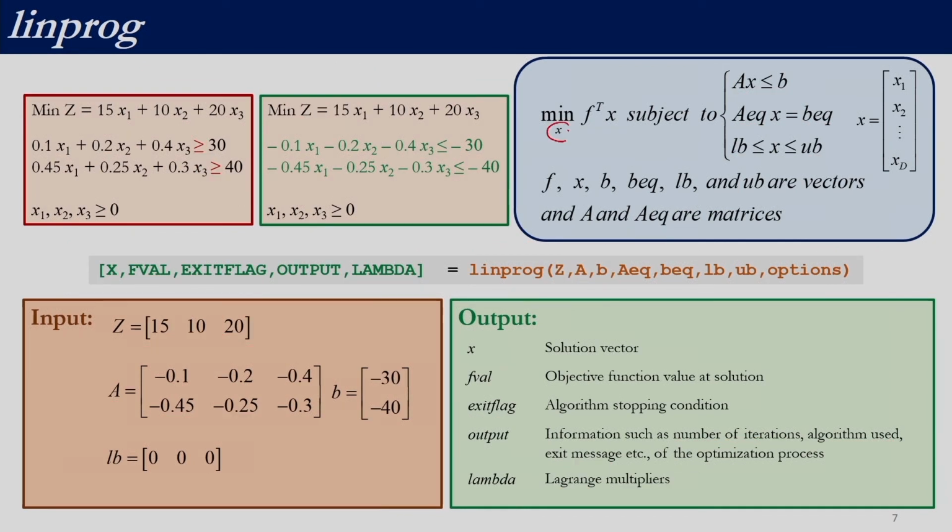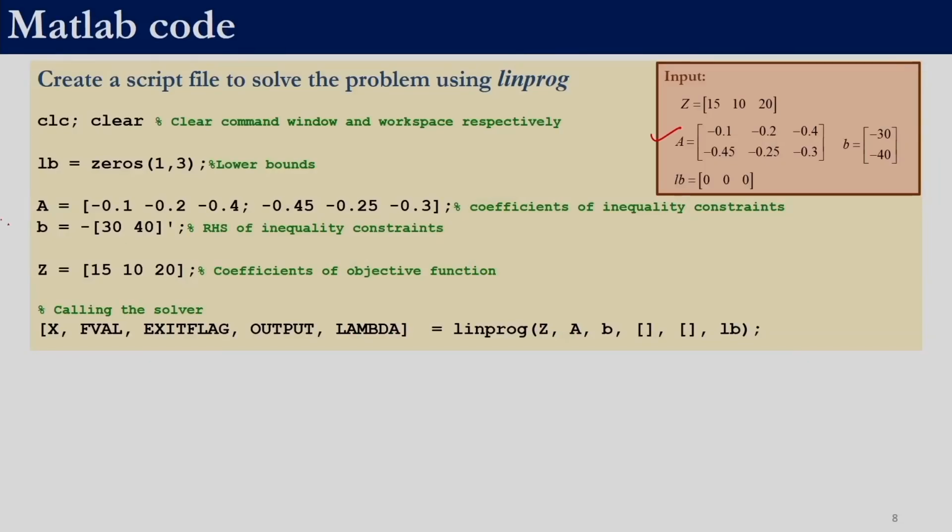We have written this x below min to indicate that x is the decision variable. This is the script file which can be used to solve the problem. So, clc and clear, and we are defining the lower bound as zeros(1,3). It will create 1 row and 3 columns because we have 3 variables. We do not need to create UB because for this problem UB is infinity.